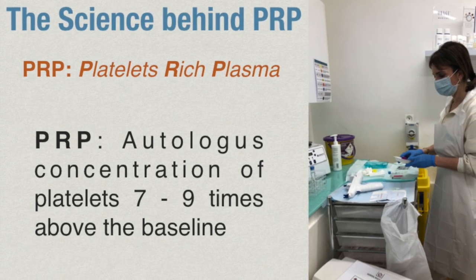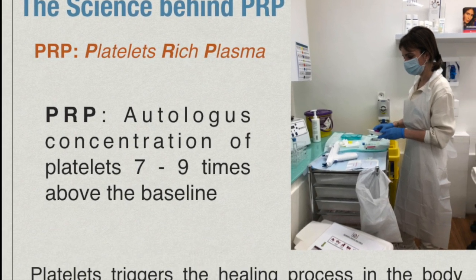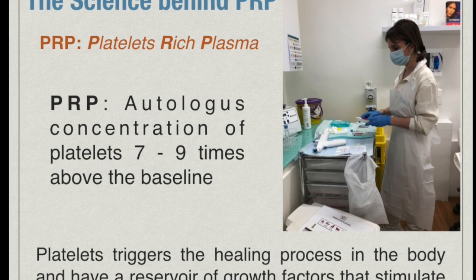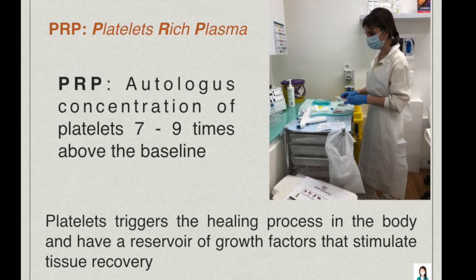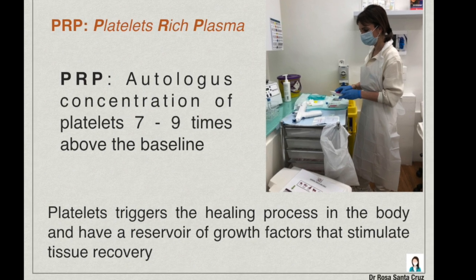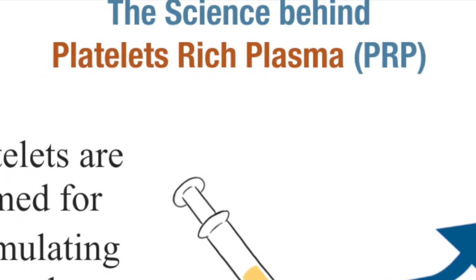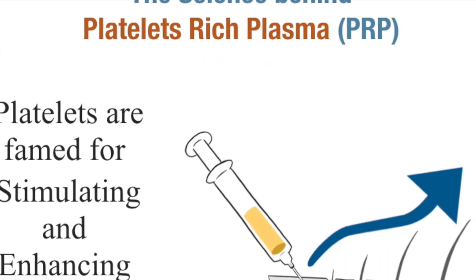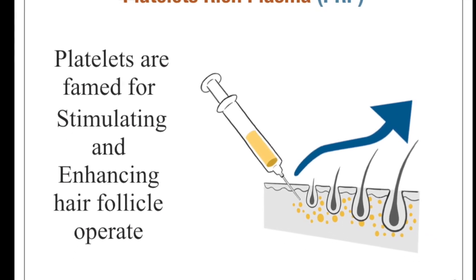PRP is an autologous concentration of platelets 7 to 9 times above the baseline. Platelets trigger the healing process in the body and have a reservoir of growth factors that stimulate tissue recovery. The science behind platelet-rich plasma, or PRP: platelets are famed for stimulating and enhancing hair follicle operation.